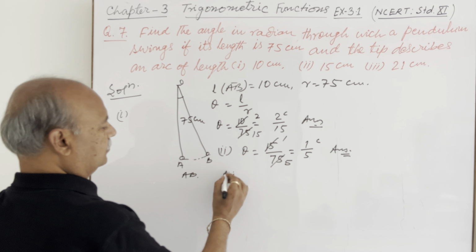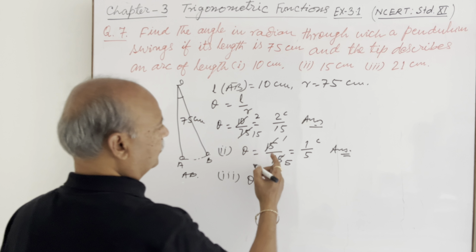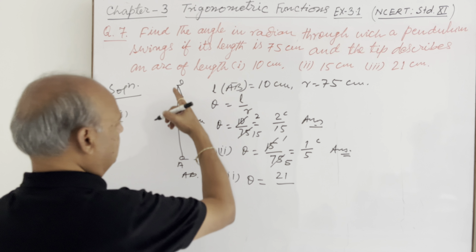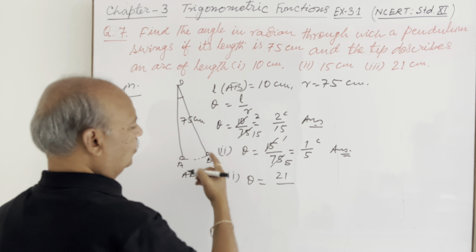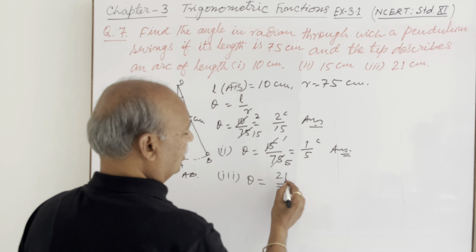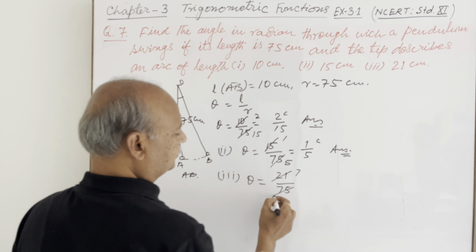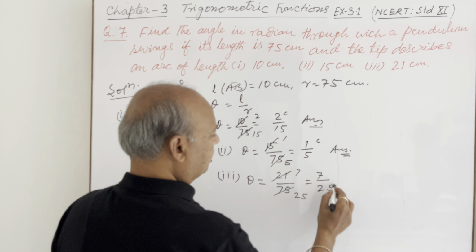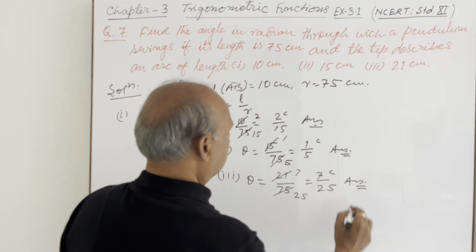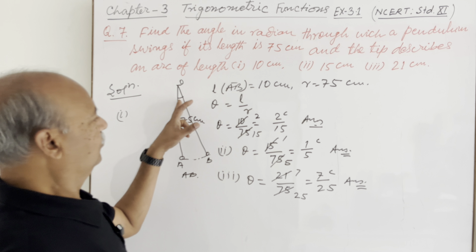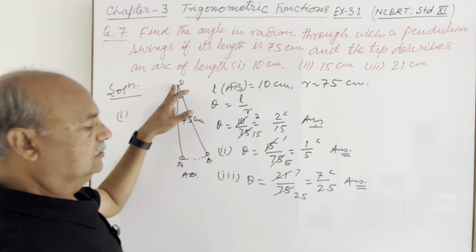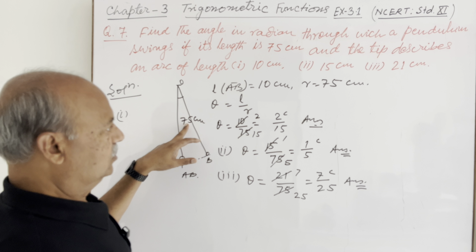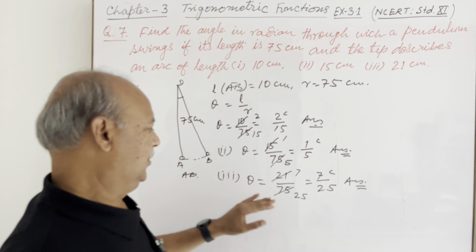And in the third case, theta will be L by R. L is 21 centimeter and R is radius OA or OB, which is 75. 3 7 ja 21, 25 into 3. So this is equal to 7 by 25 radian. This is the answer of third part. This is the central angle at the point O when the pendulum of length 75 centimeter swings 21 centimeter in this third case.